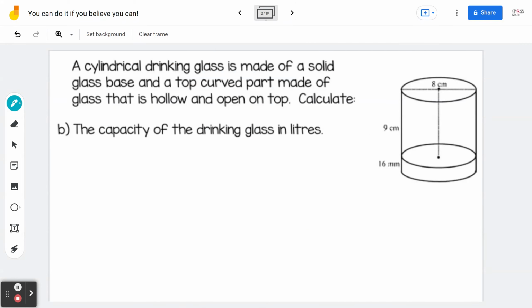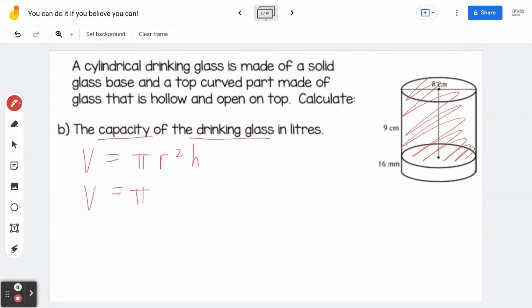Part B, calculate the capacity of the drinking glass in liters. I'm just going to switch colors for you. This is where we say, all right, we're not looking at the total volume anymore. We're looking at the capacity of the drinking glass, meaning if you pour some liquid all the way to the top, how much can we actually pour? So again, volume is going to be pi r squared times h. The radius, just like the first part, instead of 8 centimeters, which is the diameter, you take the diameter divided by 2, so the radius is 4 centimeters. The height is going to be 9 centimeters.